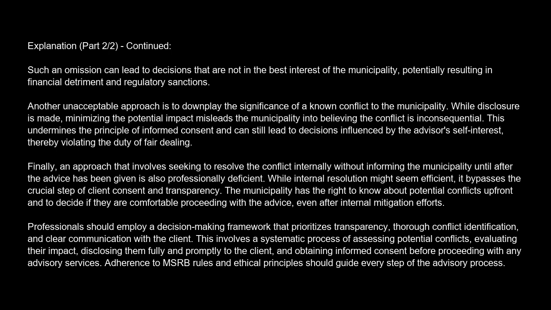Professionals should employ a decision-making framework that prioritizes transparency, thorough conflict identification, and clear communication with the client. This involves a systematic process of assessing potential conflicts, evaluating their impact, disclosing them fully and promptly to the client, and obtaining informed consent before proceeding with any advisory services. Adherence to MSRB rules and ethical principles should guide every step of the advisory process.